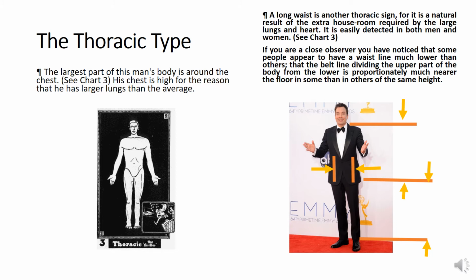If you are a close observer, you have noticed that some people appear to have a waistline much lower than others, and the belt line dividing the upper part of the body from the lower part is proportionally much nearer the floor in some, and in others the same height.